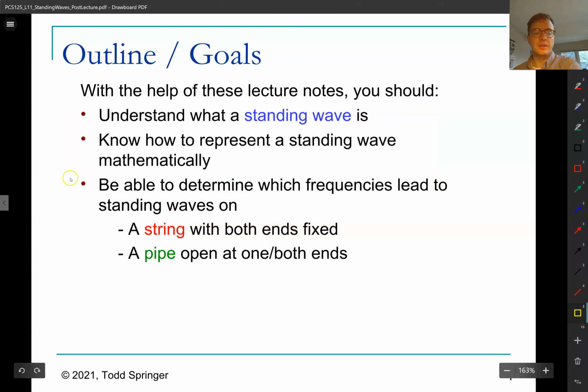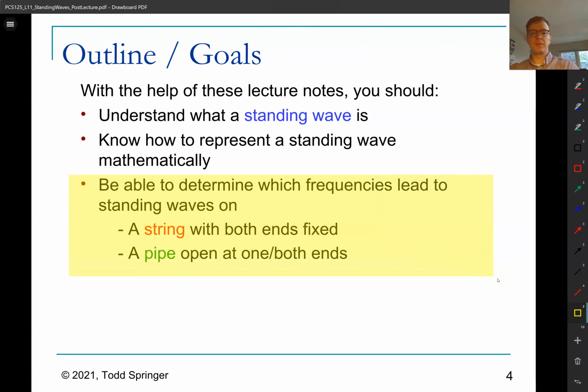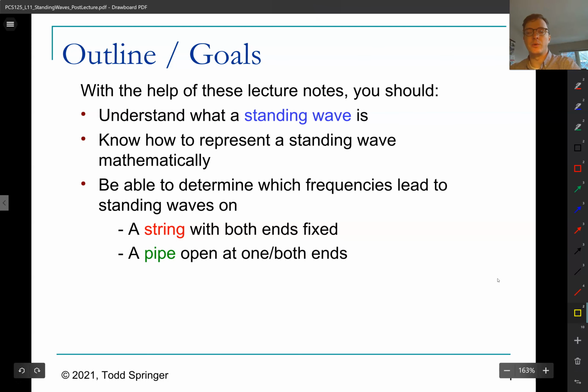What I want to talk about in this remaining part is standing waves on a string with both ends fixed, or in a pipe which has one or both ends open. The applications of that are, of course, string instruments and wind instruments. We want to talk about which frequencies a string can vibrate at if it has both ends fixed, and similarly, which frequencies air can vibrate at in a pipe if I have one or both ends open.